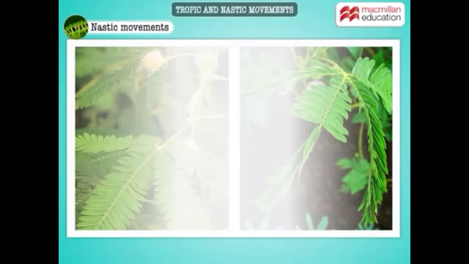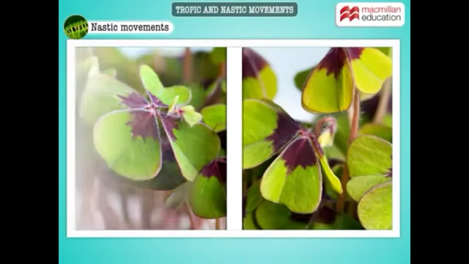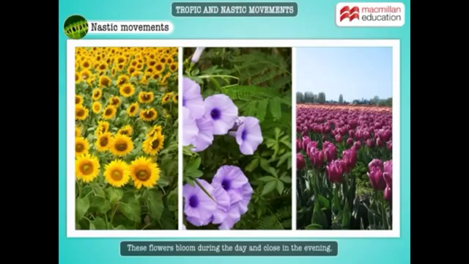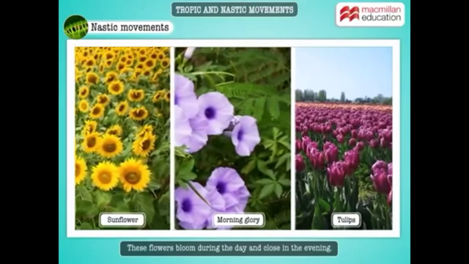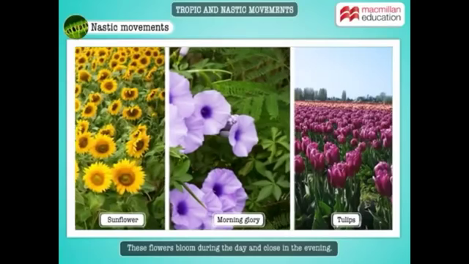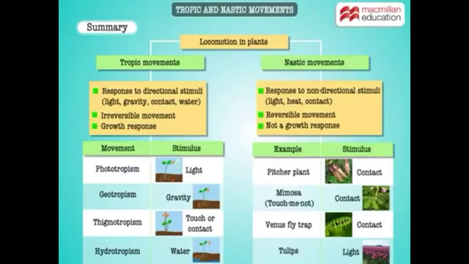The leaves of oxalis move in response to intensity of light. They open up in daylight and fold when the intensity of light is less. Flowers such as sunflowers, morning glory, and tulips bloom during the day and close in the evening. Now, for a quick recap, we have the summary here.